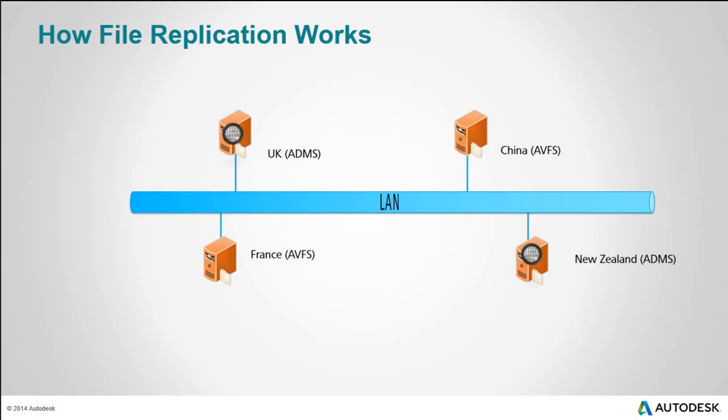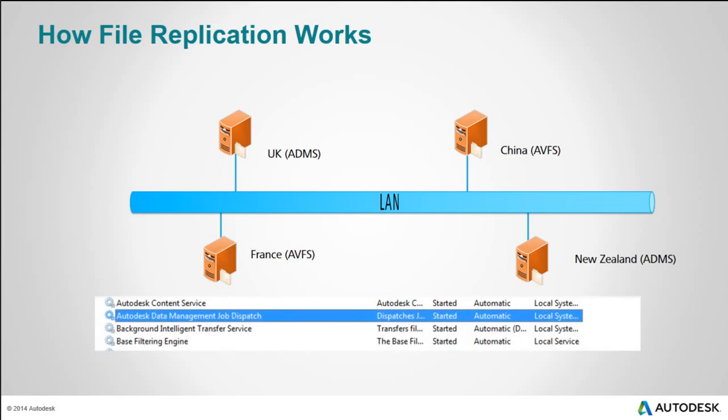If they can communicate with each other over the LAN, they will. They'll use the HTTP protocol for all file replication communication. The Autodesk Data Management Job Dispatch Service must be running on each server for file replication to work.